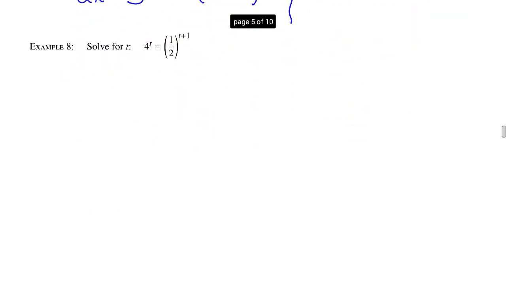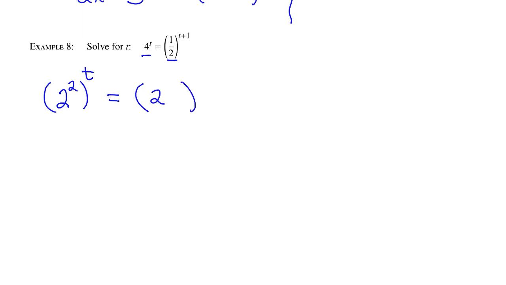Example 8, solve for t. 4 to the t is equal to 1/2 raised to the t plus 1. So again, we have exponents. The variable is in the exponent. We want to use some rule like this. We look at the bases. They're not the same, but they both belong to the 2 family. So 4 is 2 squared. Raise that to the t. 1/2 is 2 to the negative 1 power. Raise that to the t plus 1. Notice that whenever you need to invoke a reciprocal in order to get these to work, you use a negative exponent.